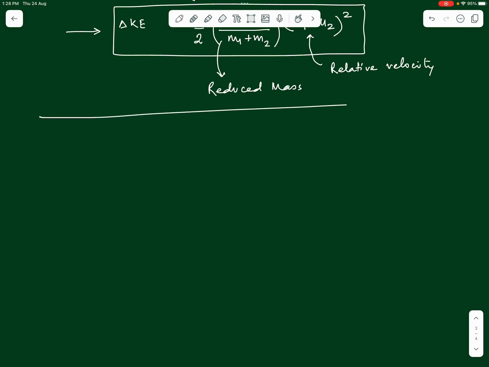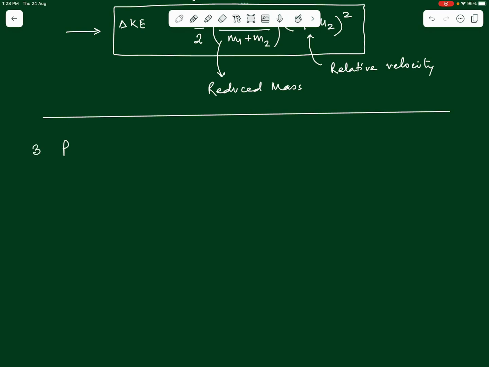Now we come to the third type of collision, which we call a partially elastic collision.